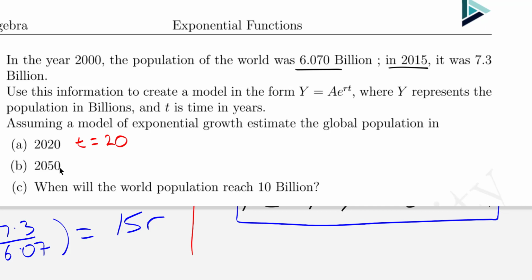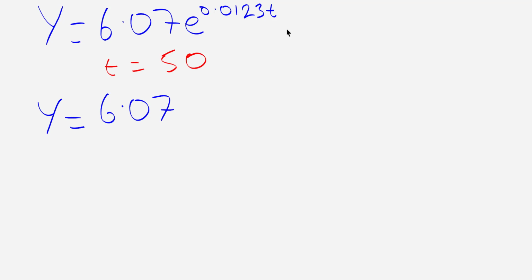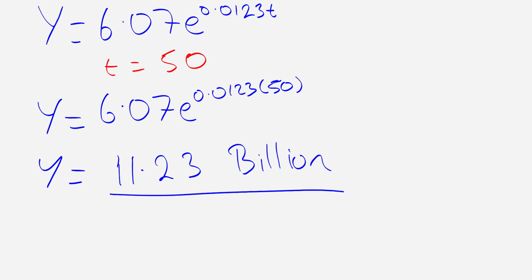Looking at part B of the question, estimate the population in 2050. In other words, what will the value of y be when t equals 50? This is fairly straightforward. Similar idea: we have the function y equals 6.07 e to the 0.0123t, and we want to know what y is when t equals 50. So this is just a case of filling in 50 instead of t. So 6.07 e to the 0.0123 times 50. Once again, you can type that into your calculator and you will get y equals 11.23. Remember, once again, that is in billions. So that is 11.23 billion. That is our answer to part B.